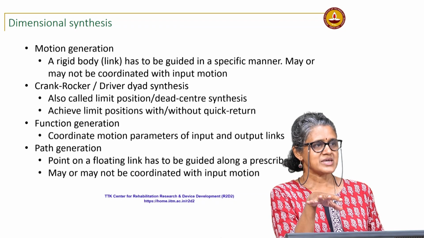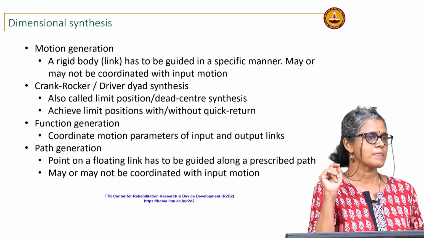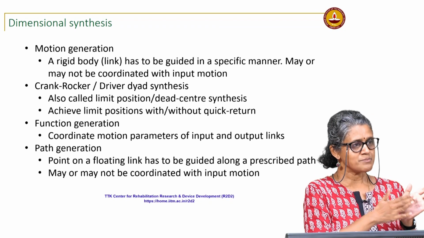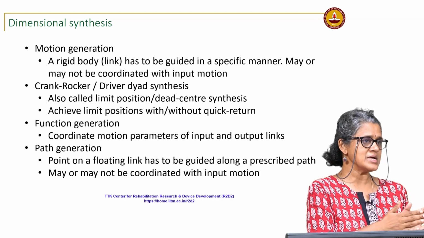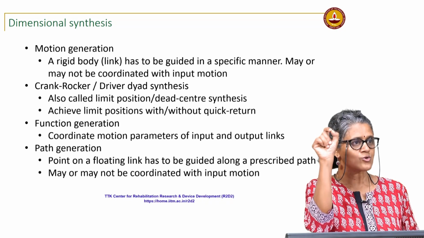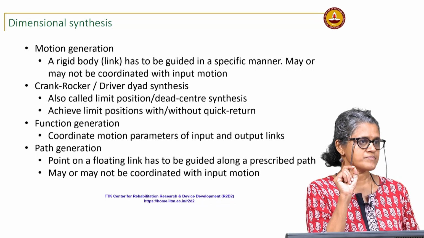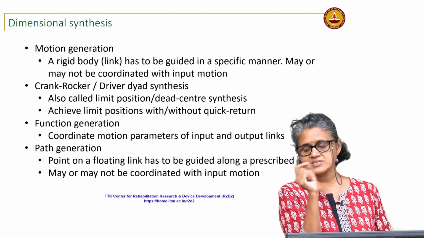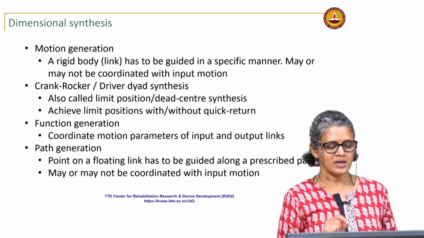Now, this classification, yes. In motion generation, you are looking at both the position and the orientation of the link in the plane. In path generation, you are looking at only the path of a point on the coupler. So, that is the difference between the two.